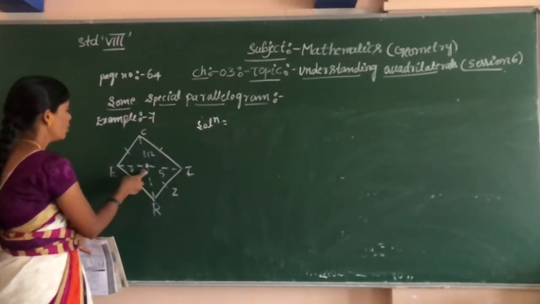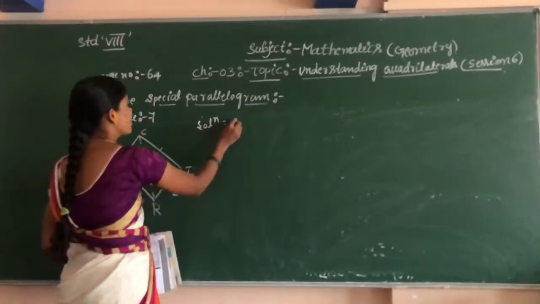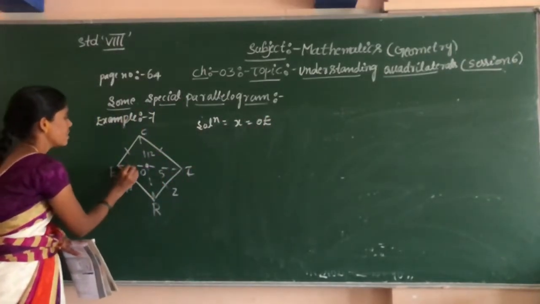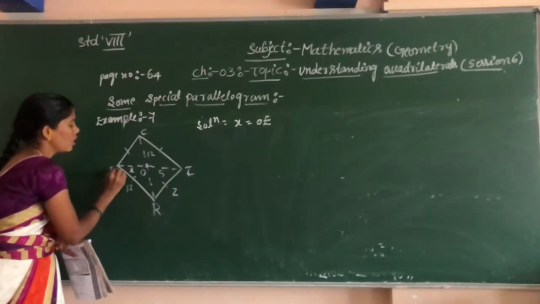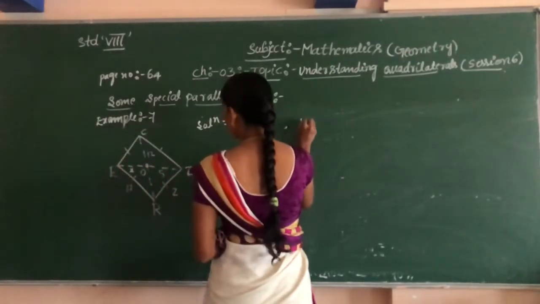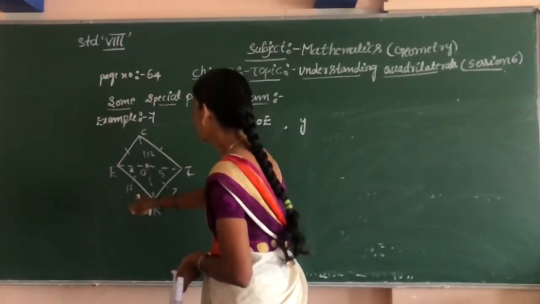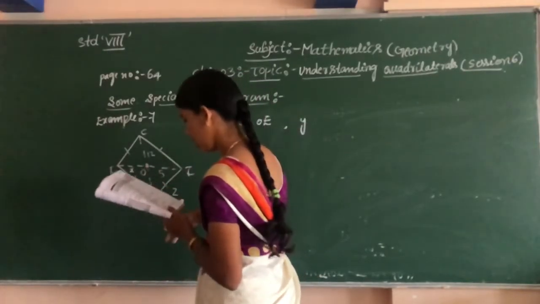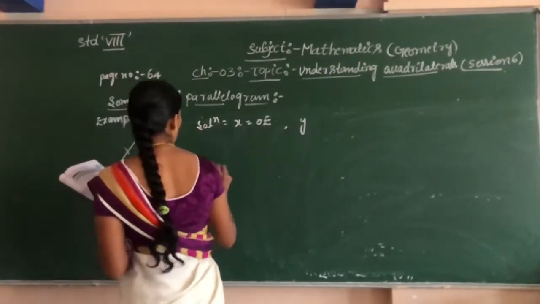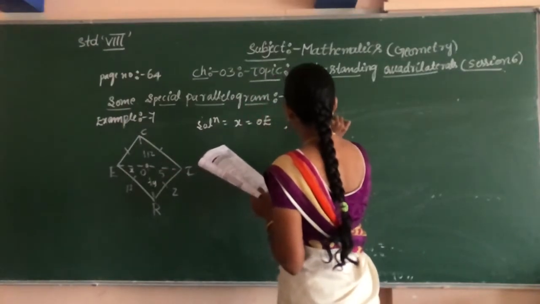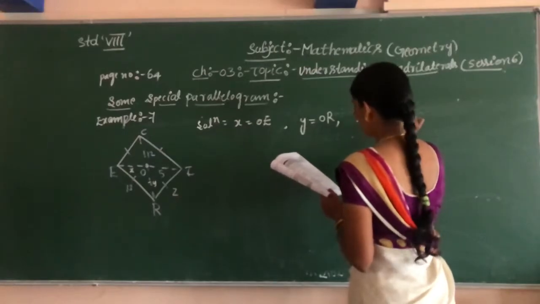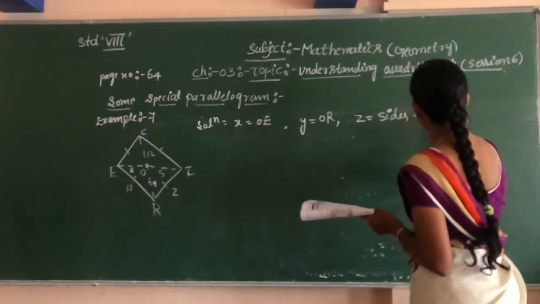x is equal to OE. Children, where is the x? Here is the x. x is equal to EO or OE. Next, y is equal to what? y is equal to OR. Here is the y. y is equal to OR, and z is equal to the sides of the rhombus.